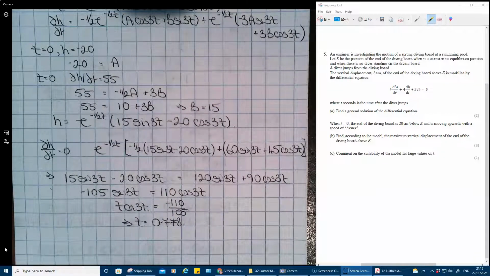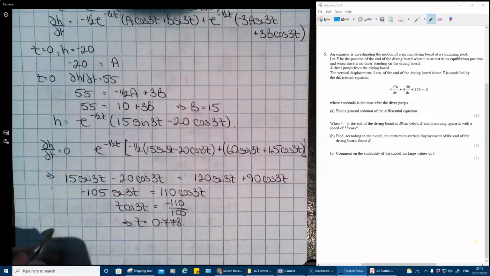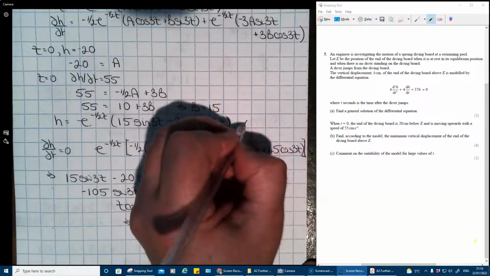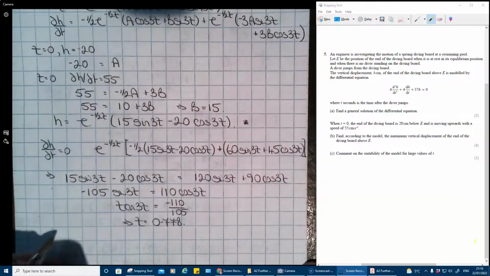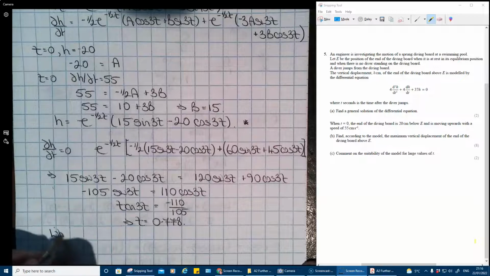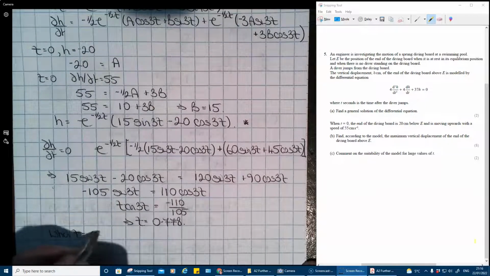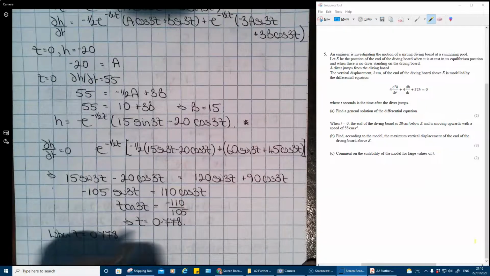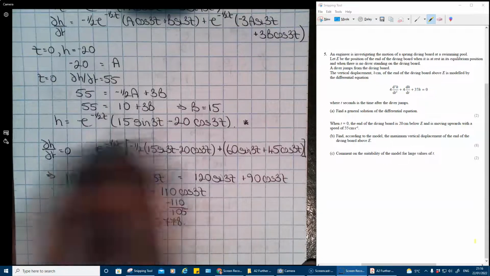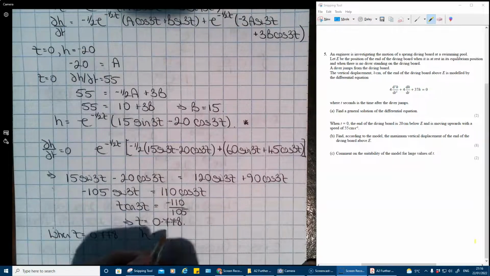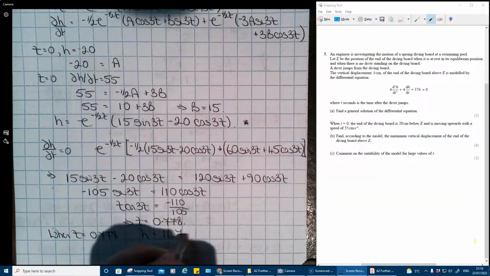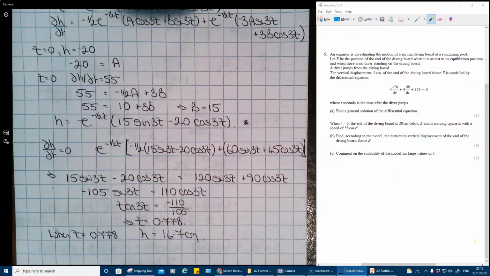So the maximum displacement, we found the value of t. We're going to plug that back in again. Okay, so we've got t, and then we need to find h, is what the question asked for. h is up here. So when t is 0.778, h, we put it into there, equals 16.7 centimeters.